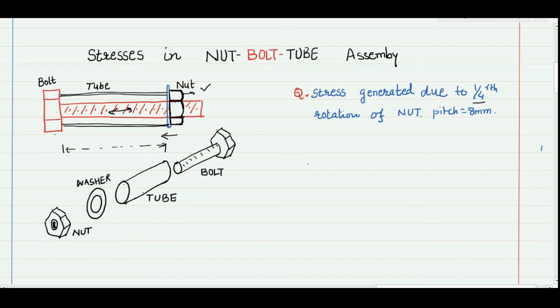And if the total movement of the nut is, let's say, del, the nut is moving by an amount del towards the left, so that will be the summation of deformation in the two members, meaning the reduction in the length of the tube and the increase in the length of the bolt. So this would be my equation. From the GATE point of view, what is important here? The important things are this equation, and then the nature of stresses. The bolt is going to be subjected to tensile stress and the tube will have compressive stress.